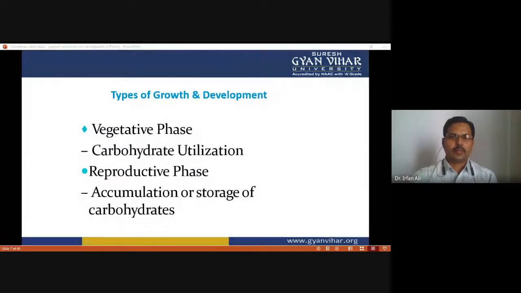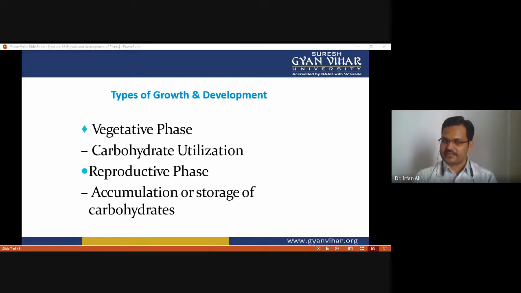Now, types of growth and development. These are the two major types of growth. First is the vegetative phase, another is the reproductive phase. These are the two broad categories of growth phase.